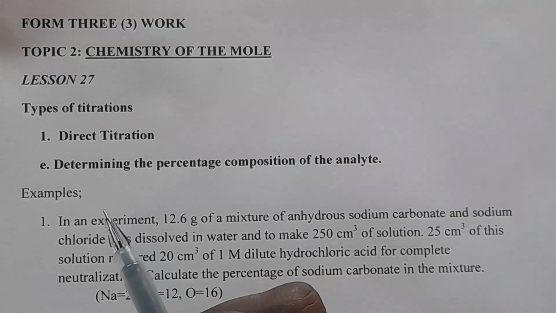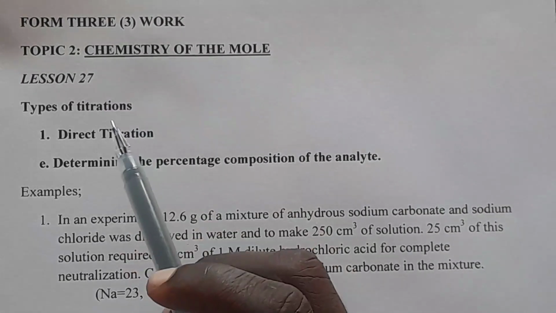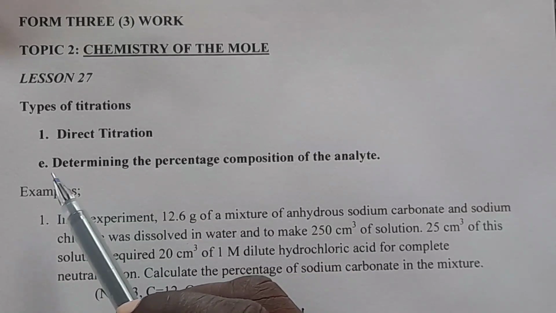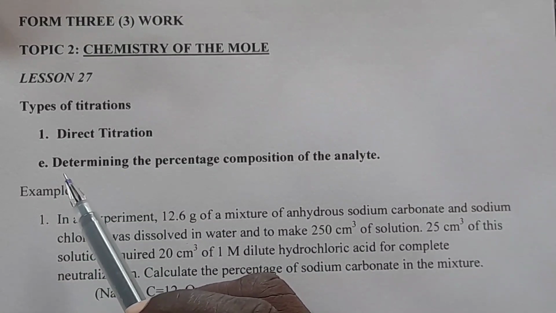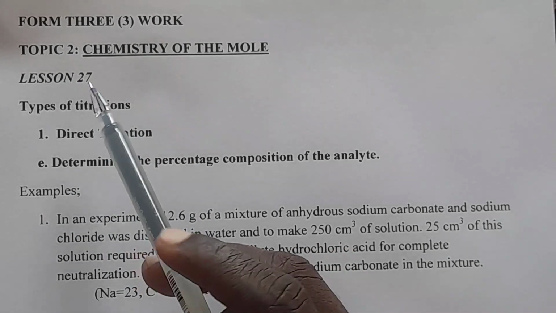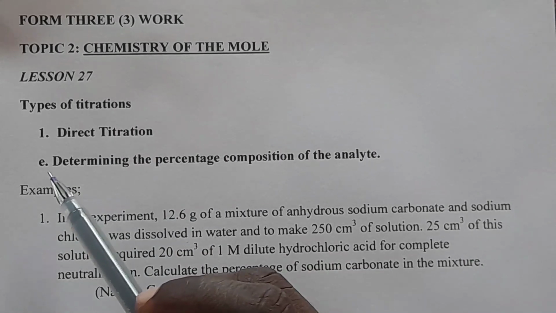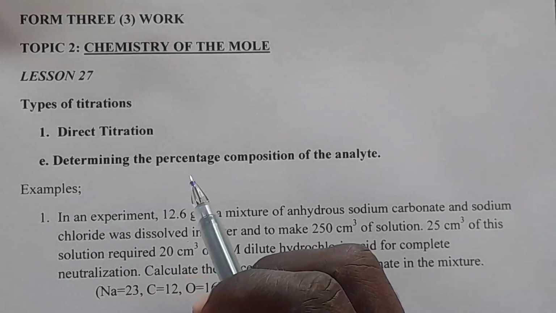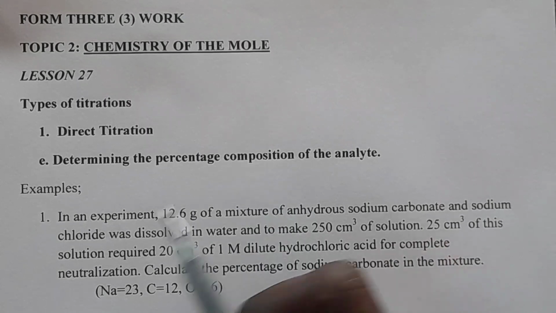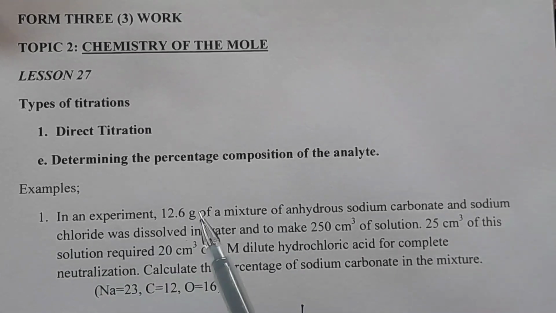Hello students, welcome. Previously, in lesson 26, form 3, topic 2, we were dealing with the fourth aim of direct titration, which was determining the molar mass of the analyte. So today, lesson 27, we are going to do the fifth aim of direct titration, which is determining the percentage composition of the analyte.